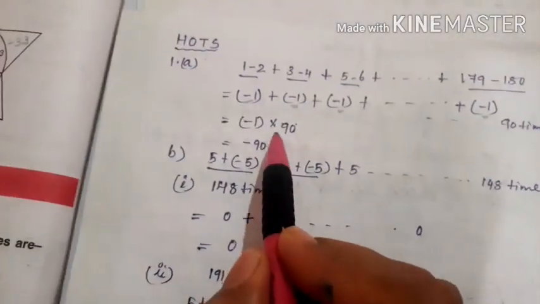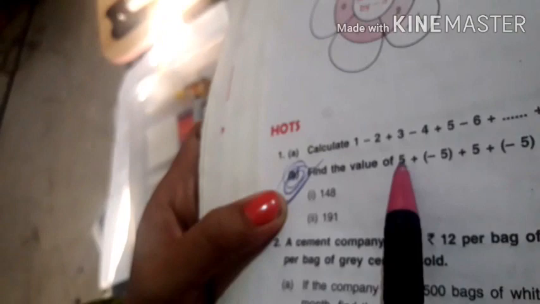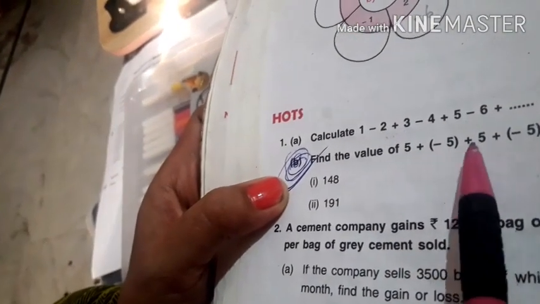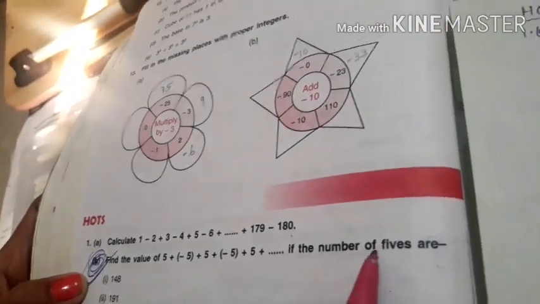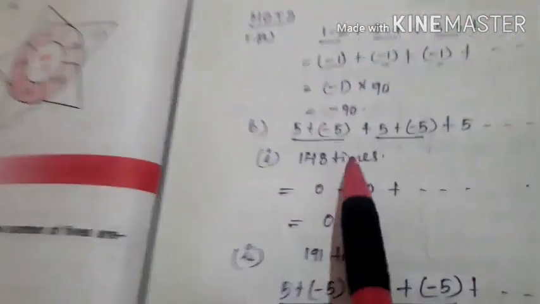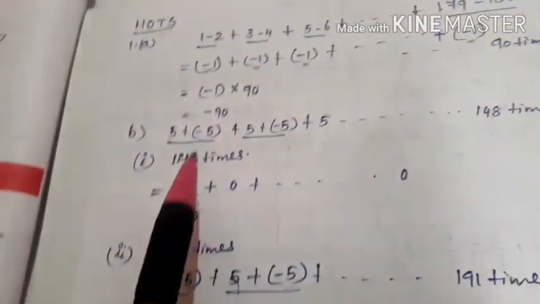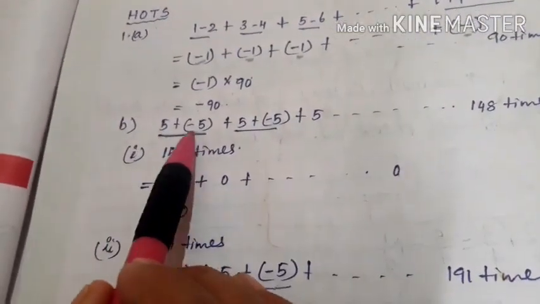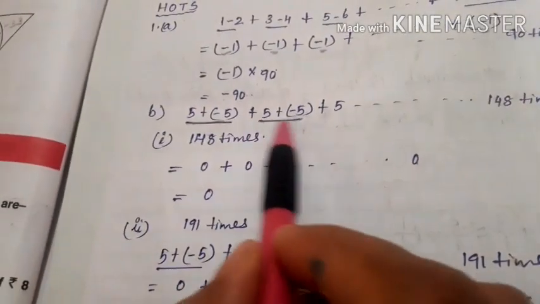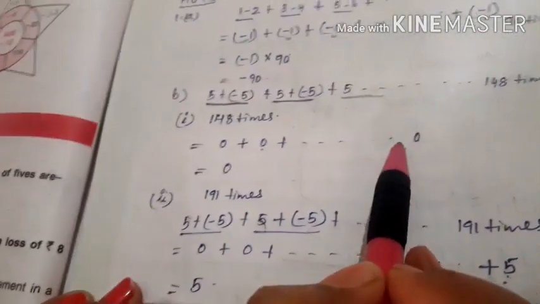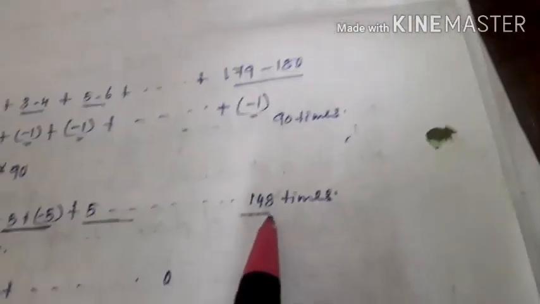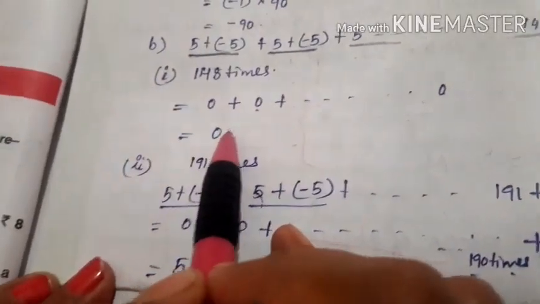Then find the value of 5 plus -5 plus 5 plus -5 plus 5, up to dot dot. If the number of 5s is 148, see, 5 plus -5, if I take, its result will be 0. Then these two, the result will be 0. Like this, these two will be 0 up to dot dot. How many times will it come? 148 times. Then its value is 0.